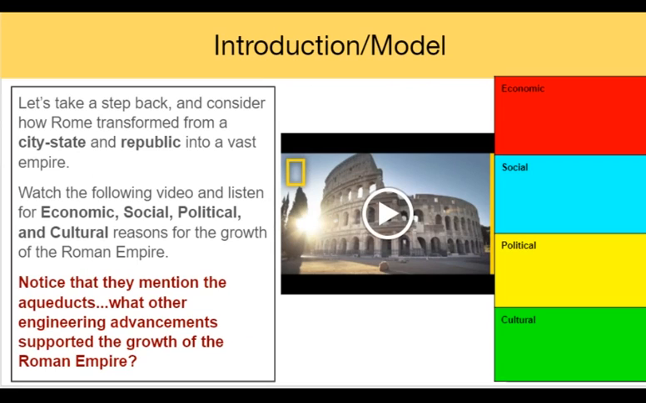Your teacher may have shown you different things to introduce Rome. Let's try ESP plus C with a little clip. You can take a step back and think about how Rome transformed from a city-state and republic into a vast, or a really big, empire. Now, how are you going to do that?